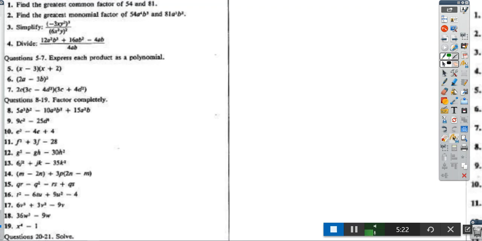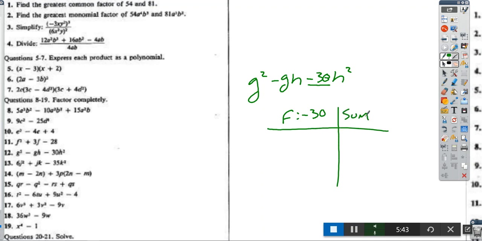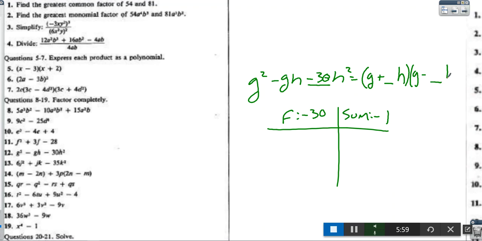All right. So then for number 12, we have g squared minus gh minus 30h squared. And again, I'm looking for factors of negative 30 that have a sum of negative 1. I also know that I'm going to have a g plus a number and an h, times g minus a number and another h.